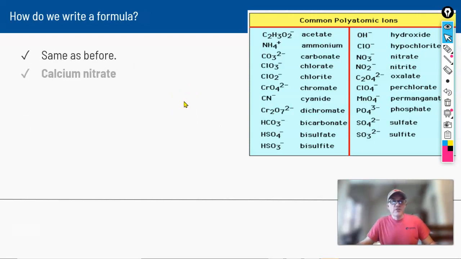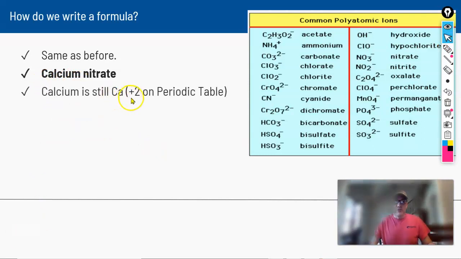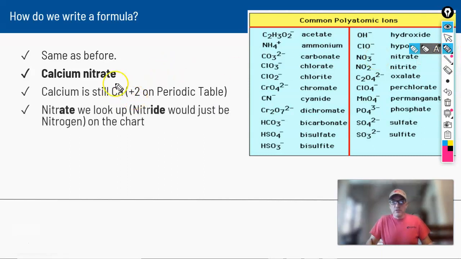All right, so how do we go about writing a formula? If we start with something like calcium nitrate, again, we use the same methods. It's just a little bit more complicated because we got to look something up. All right, so if I'm going to write a formula, calcium is still calcium. I'll look on the periodic table and it's +2. But now this is where looking up nitrate, remember this is not nitride. Nitride would be nitrogen on the periodic table. This is not nitrogen on the periodic table. This is nitrate, which is NO3.